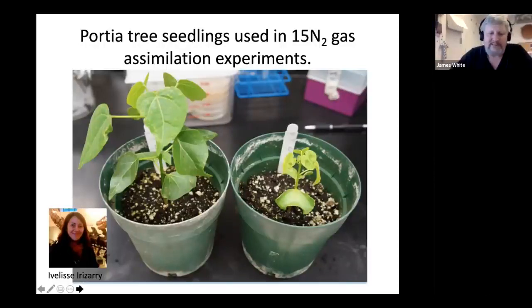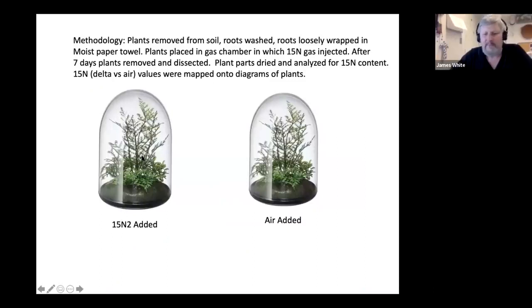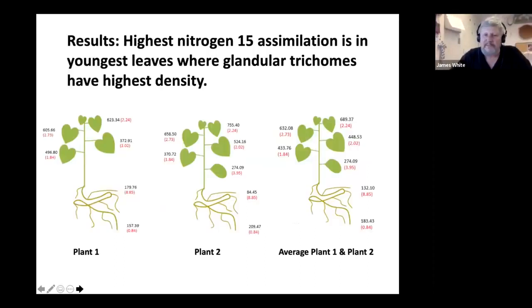So that's what these experiments are about. You see these chambers, one with air, one with the N2 in it. You let the plant stay in there for 5, 6, 7 days, then take the plants out, dry them up, and analyze them for 15N versus 14N ratio, and you get your answer about whether or not nitrogen fixation is happening in those tissues.